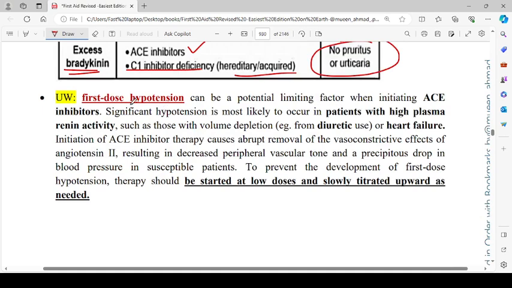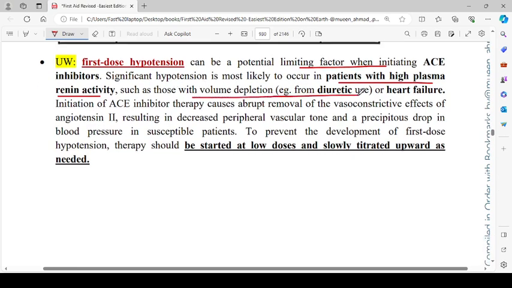Then we have a UWorld point. First dose hypotension can be a potential limiting factor when initiating the ACE inhibitors. Significant hypotension is most likely to occur in patients with high plasma renin activity, such as those with volume depletion like diuretic use or heart failure.